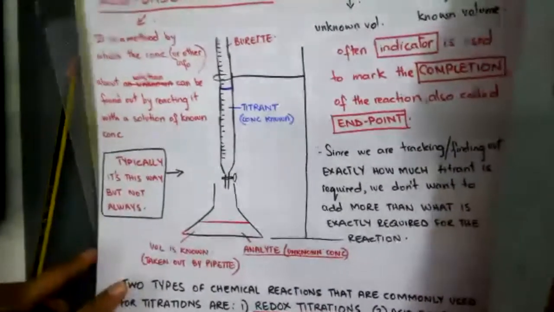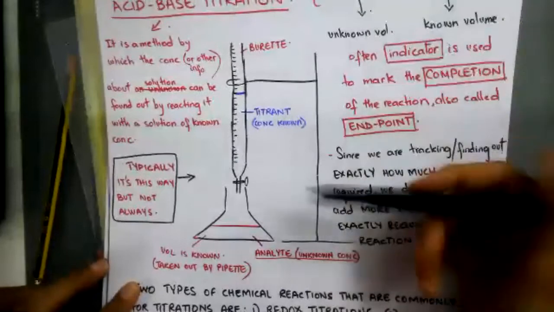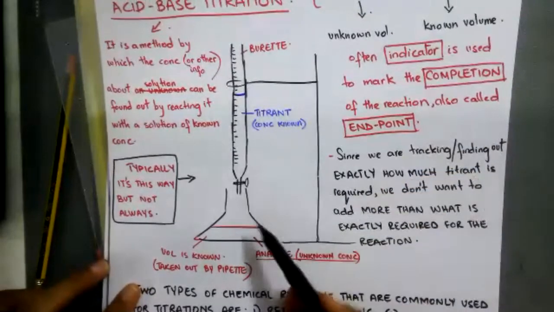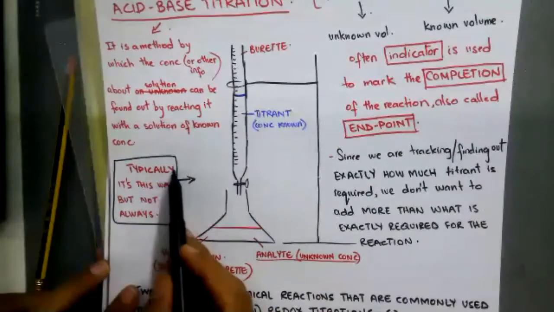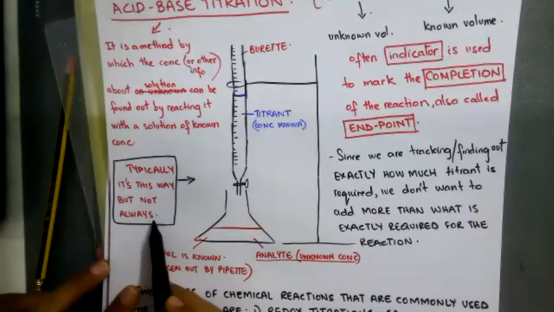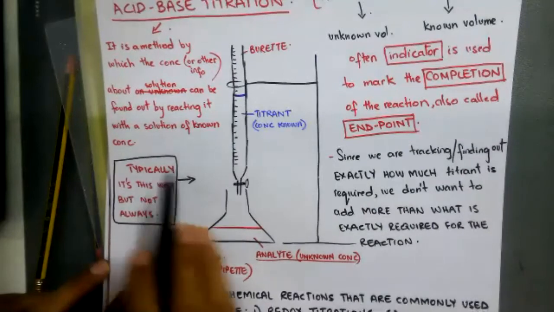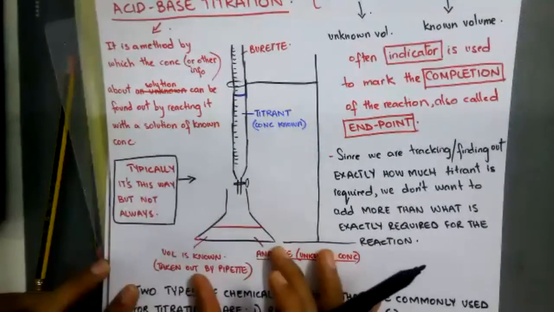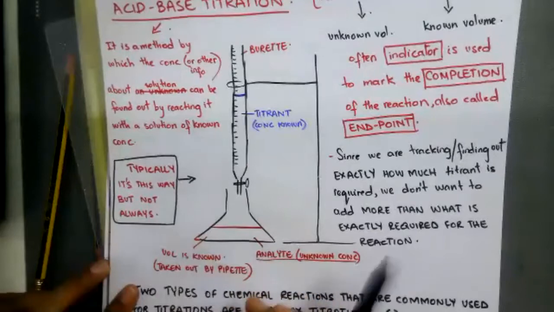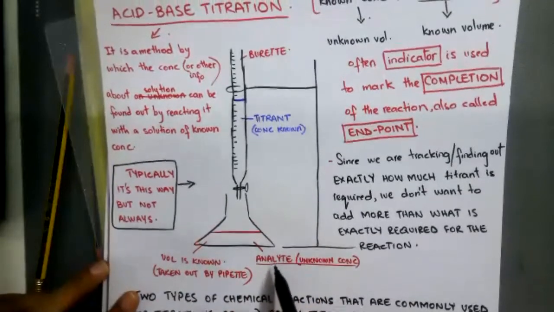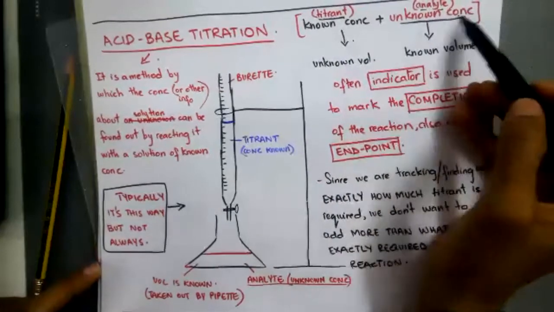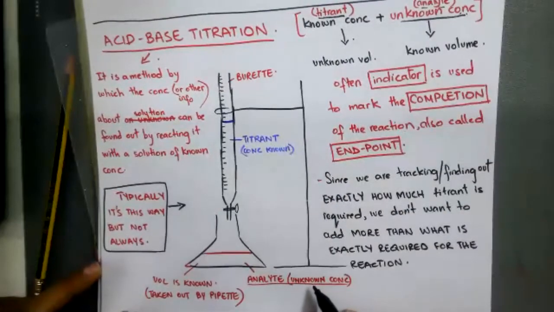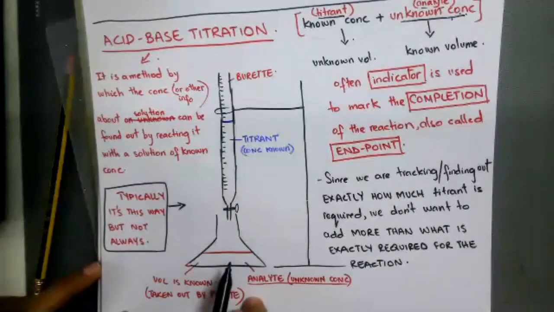Okay, so this is the laboratory setup for any titration method, for any titration technique. We have a conical flask. Now, this is typically, but not always, there might be exceptions, but usually, normally, this is what we do. In a conical flask, we keep the analyte. Analyte meaning the substance the concentration of which we want to find out.